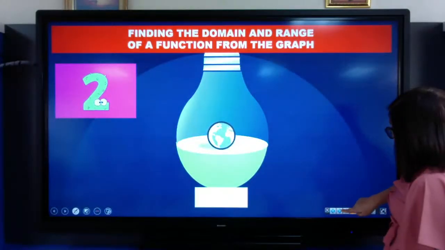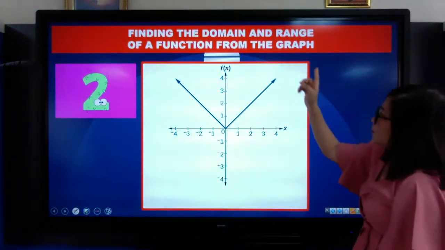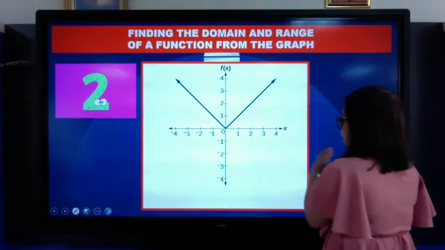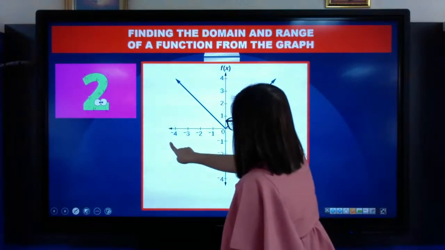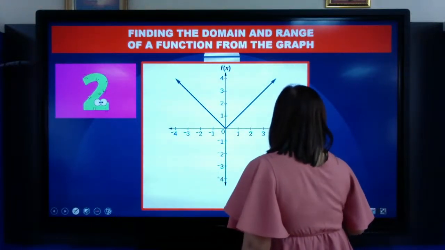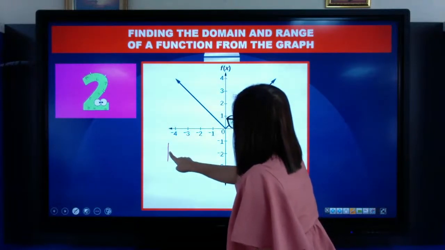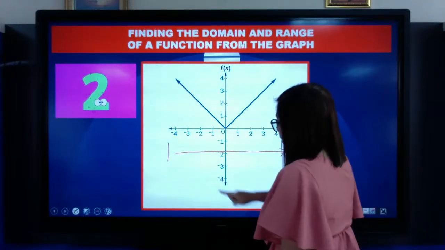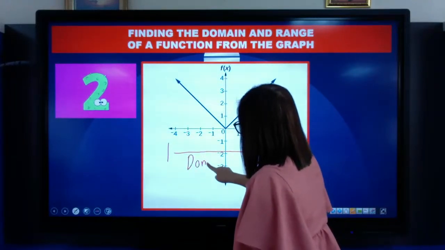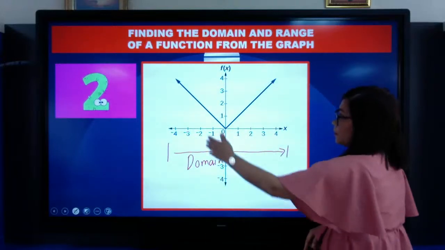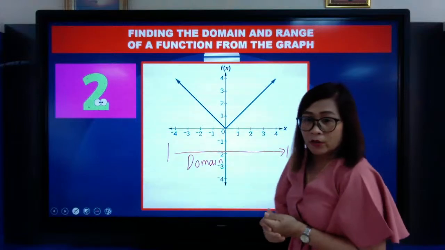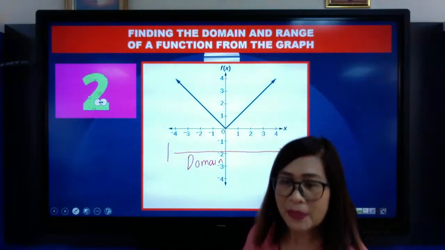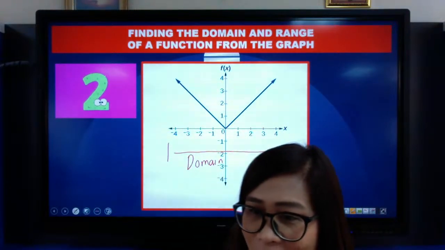Next is the second. Okay, example number 2. Find the domain and the range. Okay, domain is left to right. So left to right, you look. What are the possible values now of x? That's the domain. Left to right. This is domain. So what is the domain? From left to right, students. Who can answer? What's the domain for this?